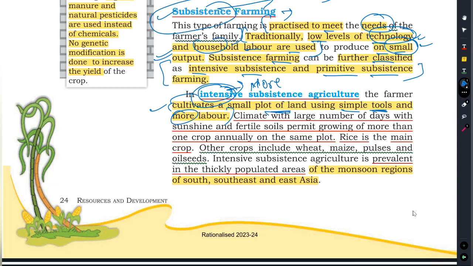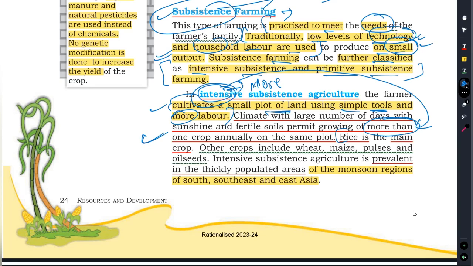Climate with a large number of days with sunshine and fertile soils permits growing of more than one crop. This is very important. Intensive subsistence farming means growing more than one crop annually on the same plot of land. This is the meaning of intensive. Intensive means more, right? Growing more than one type of crop in a particular annual season is known as intensive farming.